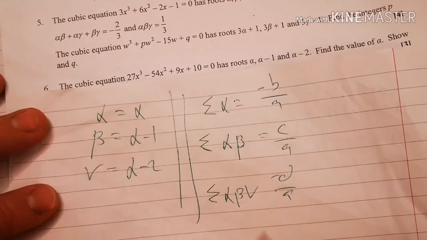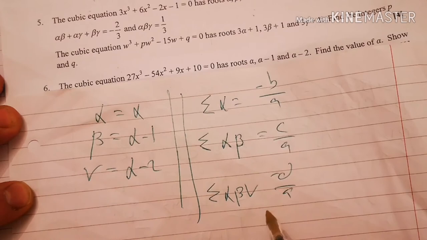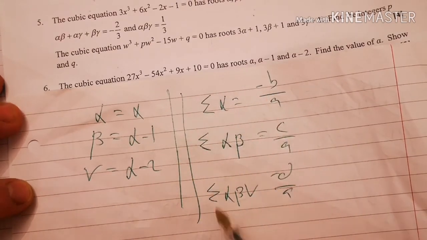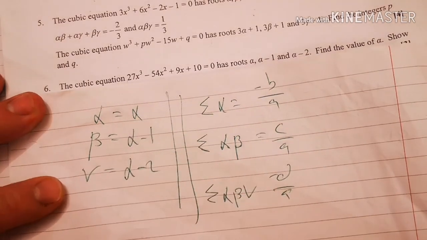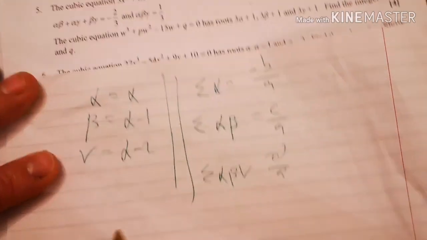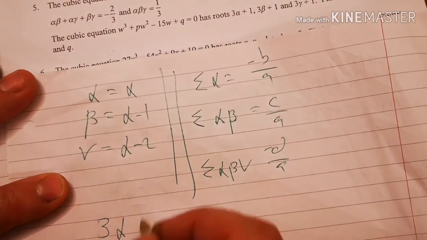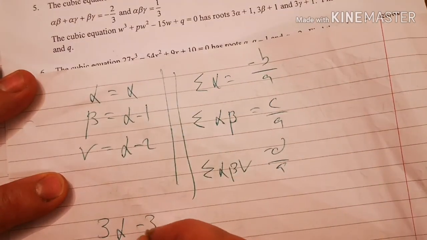Now, we've actually got numbers we can sub into these. So these aren't unknowns, these are all whole numbers. It doesn't really matter which one you do, but let's do the sum of singulars. So I'm going to have to add them together. Alpha plus alpha plus alpha is 3 lots of alpha. Minus 1 minus 2 is minus 3.